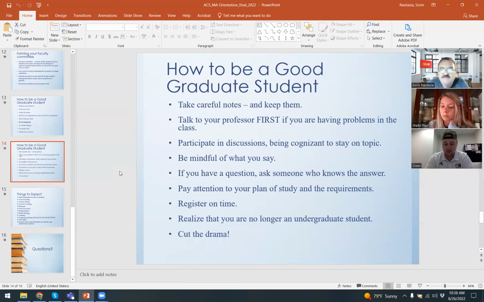Talk to your professors first if you are having problems in the class. Don't jump to the chair of the department, the director of graduate studies, the director of the graduate program at SIUE, if you had a misunderstanding with the professor. First, try to solve the problem with the professor, because otherwise everybody will get on defensive positions, and that's not good for everybody else. Participate in discussions, being cognizant to stay on topic, be mindful of what you say.